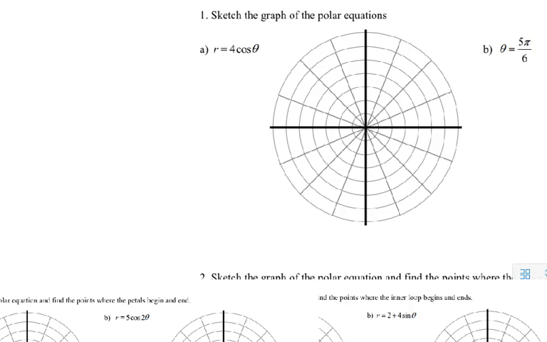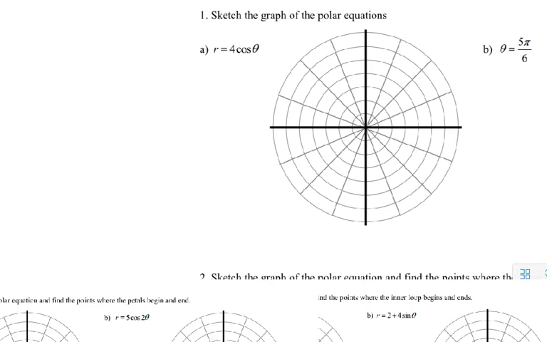Alright, here's just a little video on graphing polar. Some of us are having a little bit of a hard time graphing our polar graphs, so I'm just going to go over the basics with you. Let's take a look at the very first one. We're going to take a look at graphing 4 cosine theta.